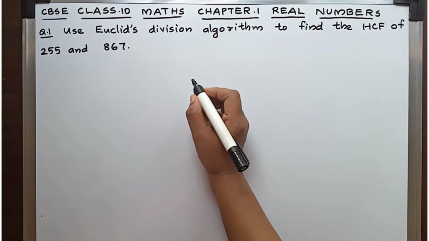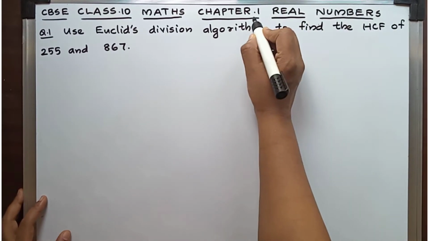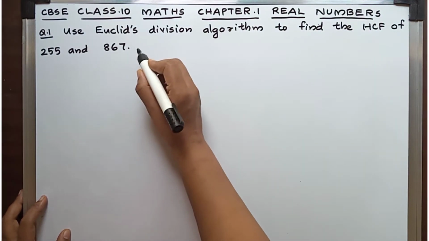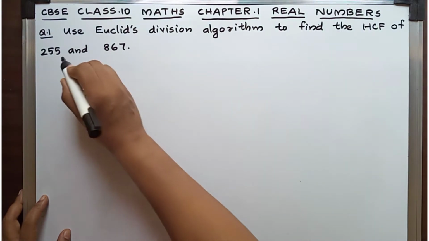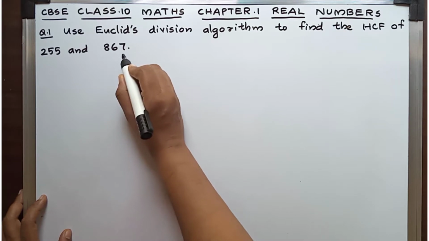Through this video, we are going to discuss 2 mark questions from first chapter, real numbers. This is our first question. Use Euclid's division algorithm to find the HCF of 255 and 867.